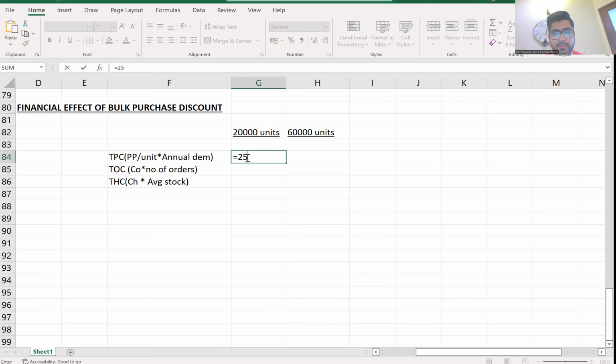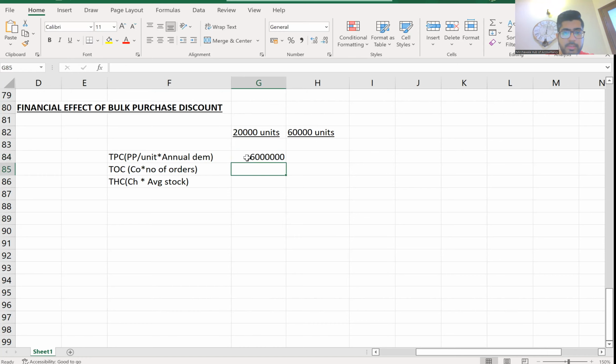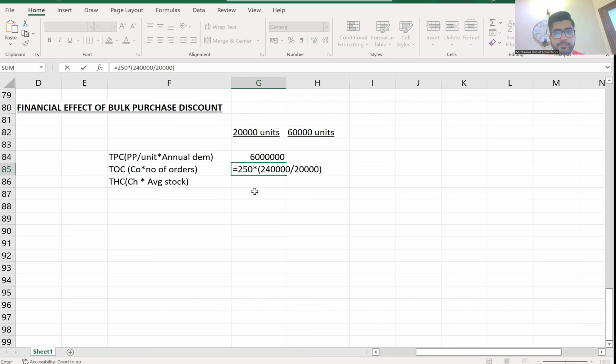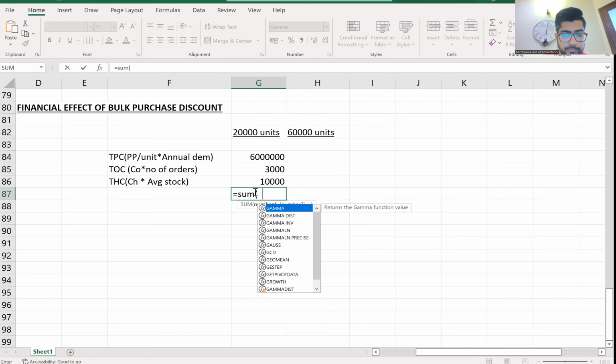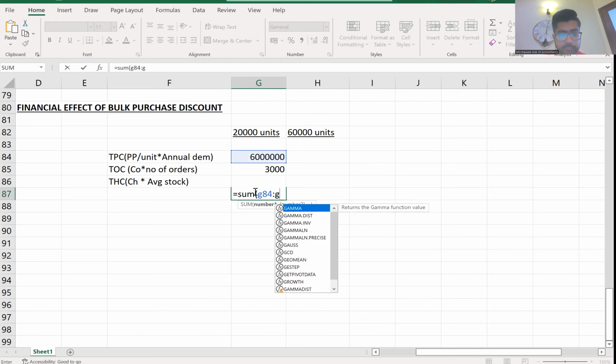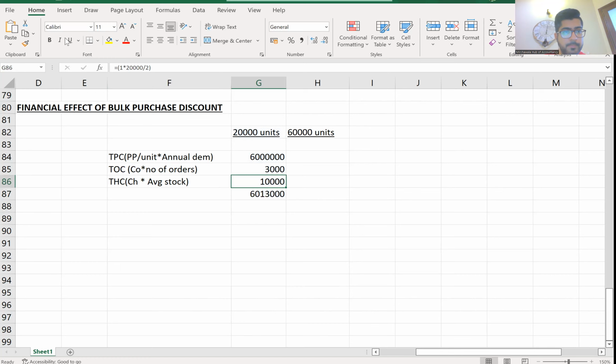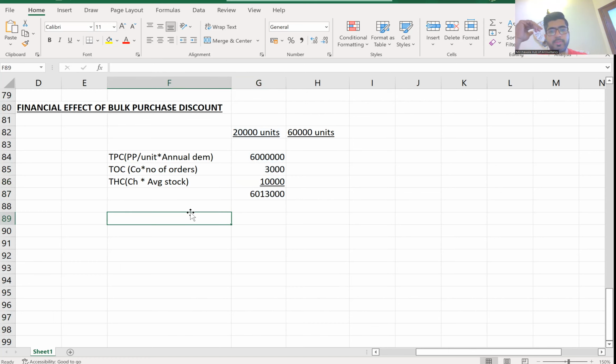What is the purchase price per unit of X? Remember, 25 into annual demand. Annual demand is 240,000. Okay. Total ordering cost, C naught. What is C naught? 250 per order. Number of orders is annual demand, 240,000, over your EOQ, that is 20,000. Okay. And total holding cost, it's CH, 1 per unit into average stock. That's buffer stock, safety stock 0, plus half EOQ. So half of 20,000 because your EOQ is 20,000. If you add them all, the total is 6,013,000. That's basically the current scenario.